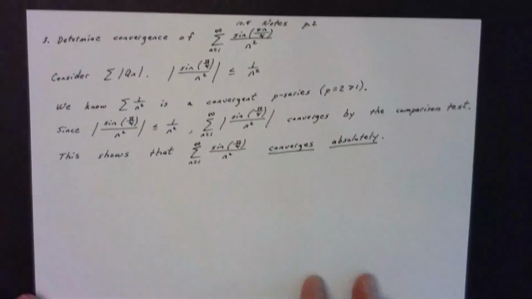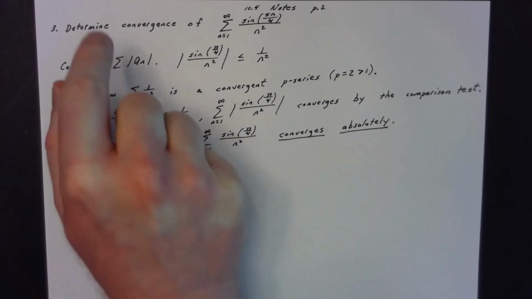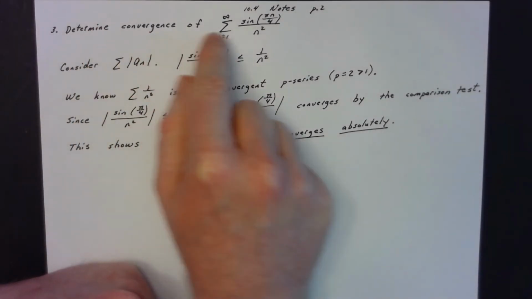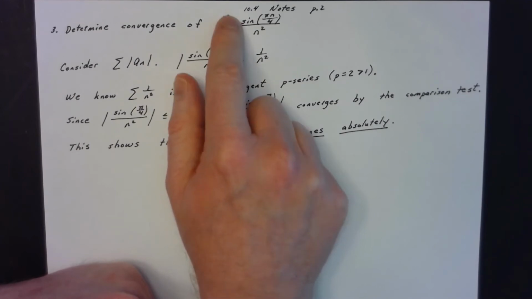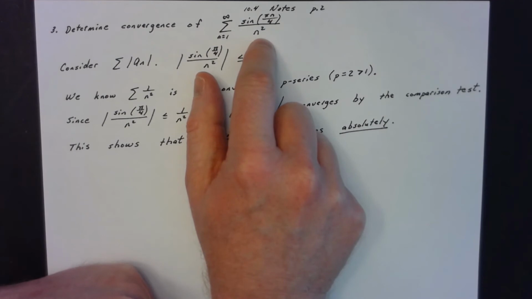Now, one other problem in this section, and you'll notice this section is short. There's only 8 problems in the homework assignment for this section. My next one I want to look at here, it's technically not an alternating series, but it kind of behaves like an alternating series. If I ask you to determine the convergence of the series from 1 to infinity of the sine of pi n over 4 divided by n squared.